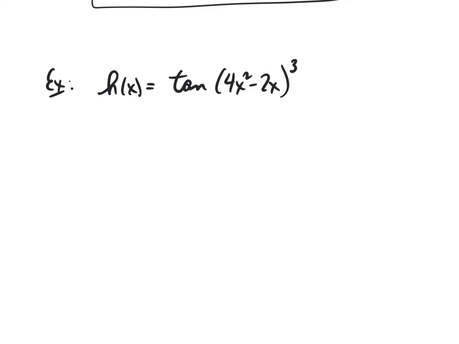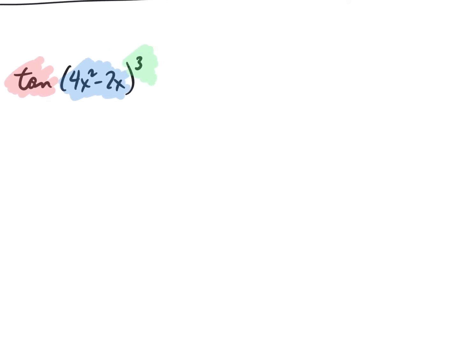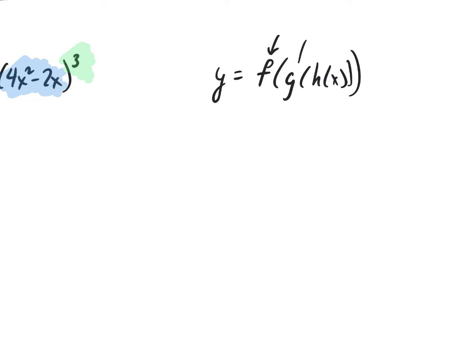This one's actually a three-piece composition. There's really three things going on. We have a tangent function, we have a binomial, and we also have a power. So it's actually a three-part composition. And so what we have to do is understand that instead of a two-part composition, if we have a three-part, if I have f of g of h of x, I have an outside, I have a middle, and I have an inside.